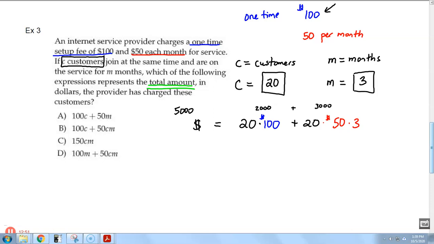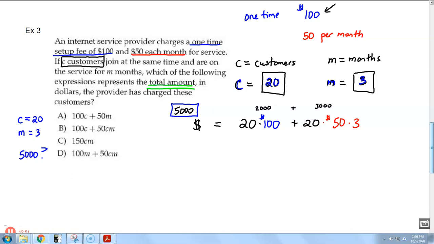I'm on pace to make 20 grand for a year. I better get some more customers. But I at least have a model here that works. So what I could do now is I could grab these numbers that I chose. I chose my 20 for C, and I chose my 3 for my M, and I can go over here and I can plug in 20 for C and M for 3, and my hopes are I need to get 5,000. One of these expressions better give me $5,000.